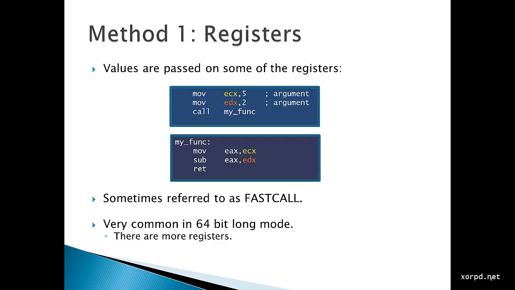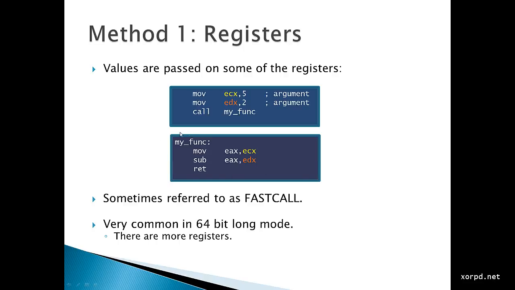Method number 1, registers. In this method, values are passed on some of the registers. This is what we've done so far, but I just want to emphasize that this is one of the options that you have. There are functions that are written that way, even in production code, in real code.